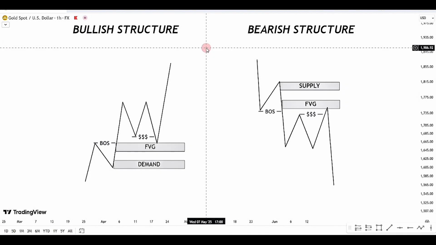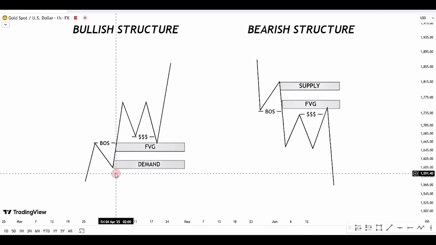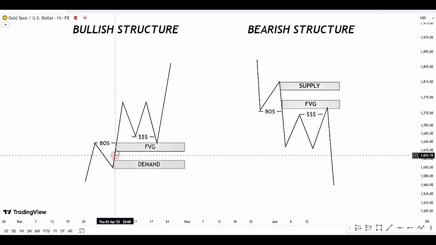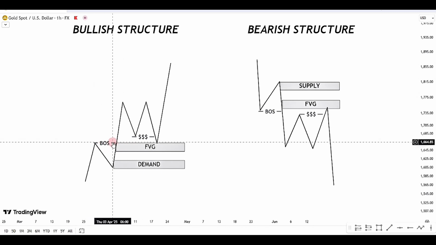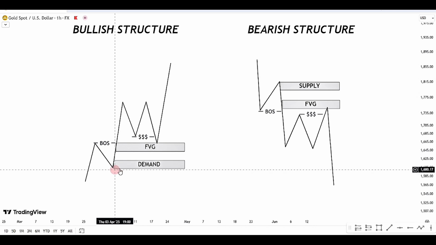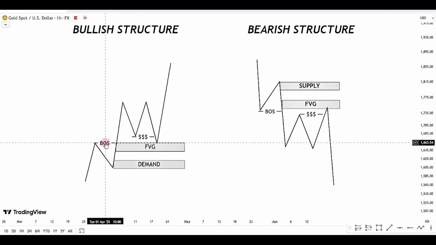Alright, so these are the two trending structures that we have in the markets. Now we have the bullish structure and we have the bearish structure. Starting with the bullish structure, price created a break of structure at this very level. What caused the break of structure was this demand zone forming around this level, which pushed price further up.